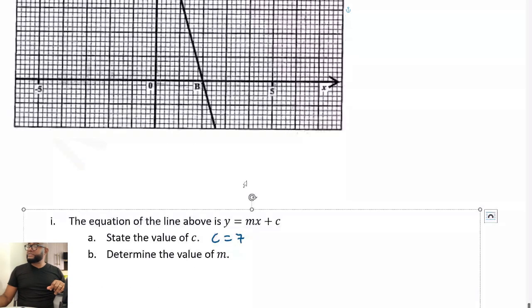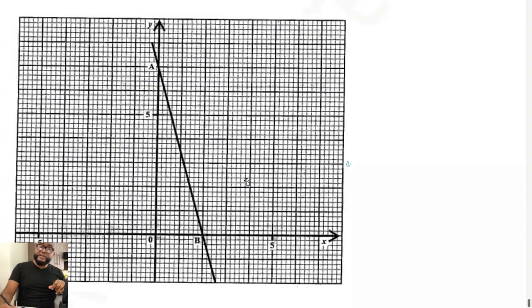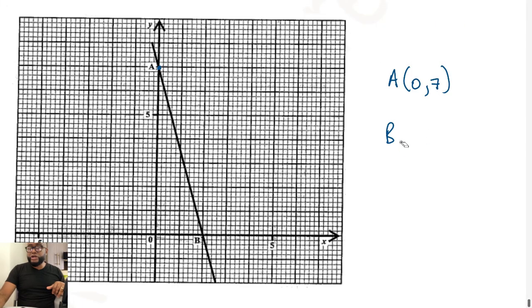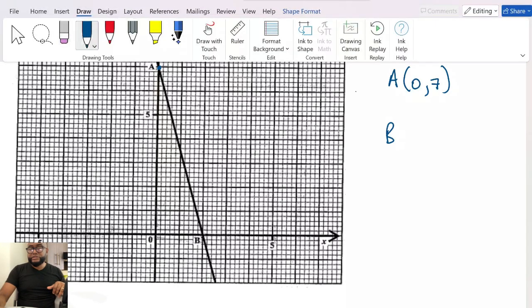So let me get 2 coordinates on this line now, Daryl. What's the coordinates of A? What's the x-axis value? What is this point here, A, lining up with on the x-axis? 0, comma, what's the y value? 7. What's B? 2, 0. 2, comma, 0. Excellent.